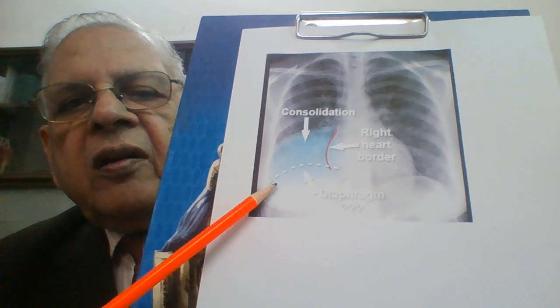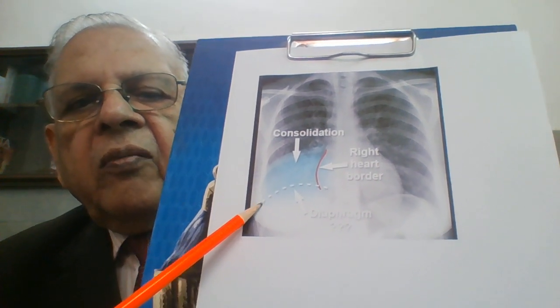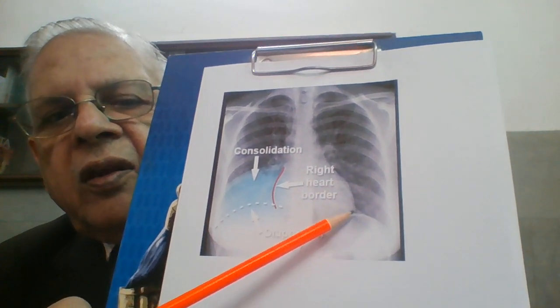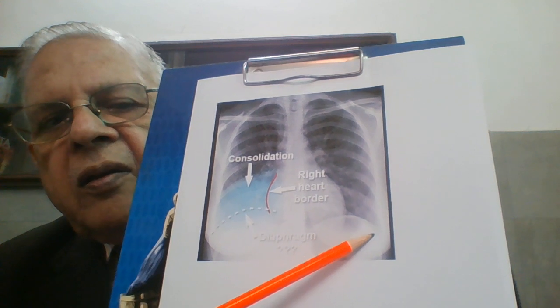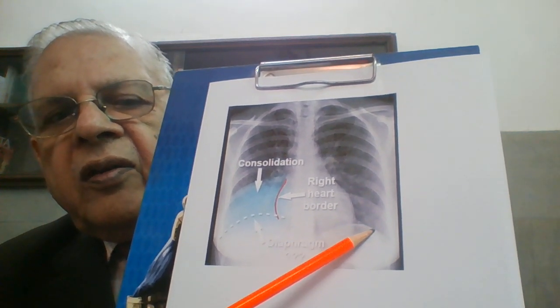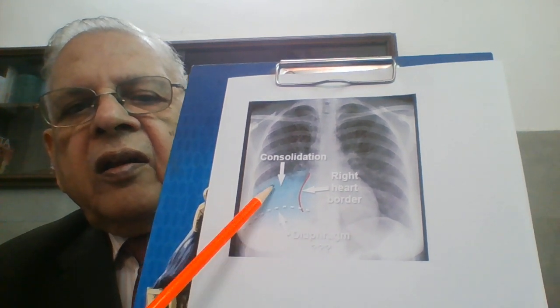We are not seeing the diaphragm here. It should have been here. This should have been the diaphragm, but we can't see the diaphragm because it all has become white. But here we can see the separation between the chest and the abdomen. This is the left diaphragm, the right is not visible, and this all area is white.